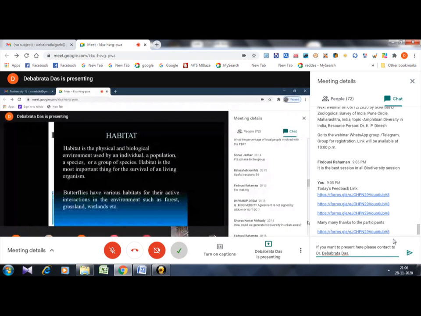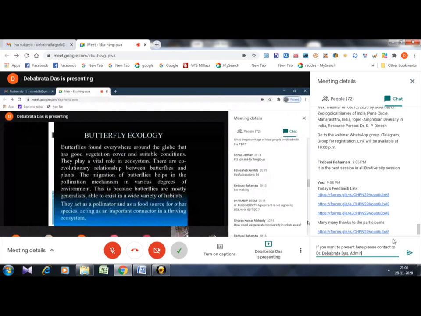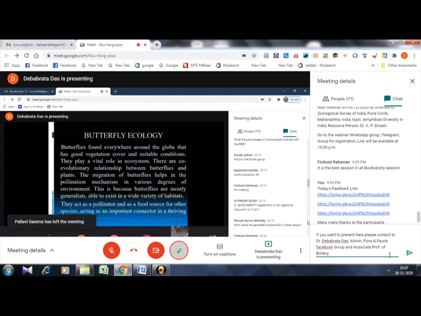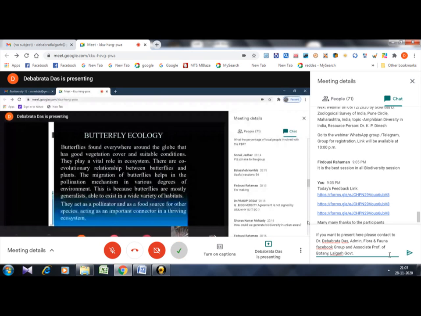Now we come to butterfly ecology. As I told, butterflies have their own habitat. Before going to ecology, I will say that the habitats of butterflies are very diverse, and butterfly ecology is very much connected to their habitat. Butterflies are found almost everywhere around the globe that has suitable conditions for living. If the conditions are not suitable, no life can be there, so butterflies will also not be there. Butterflies are a very good environmental indicator, and it is a very good thing if a butterfly is in your area. It means that your area is very green, very clean, and not polluted.